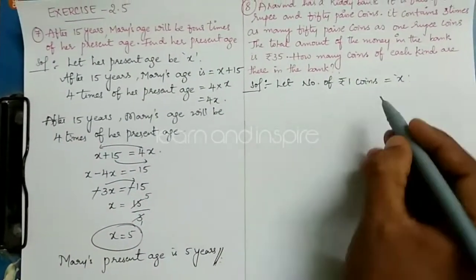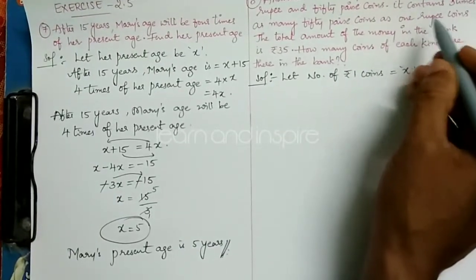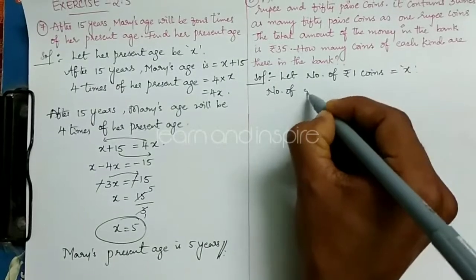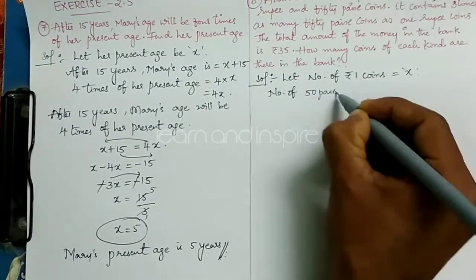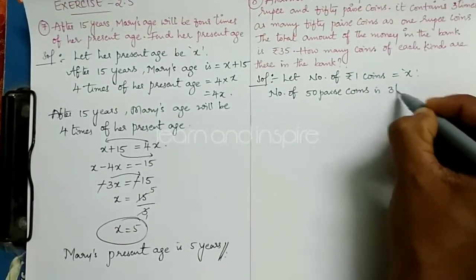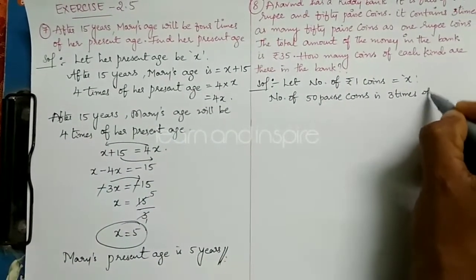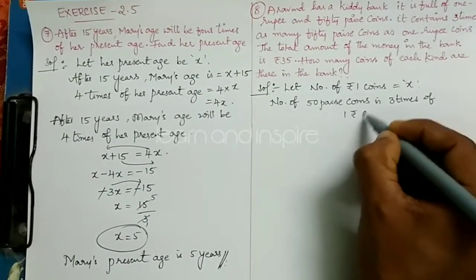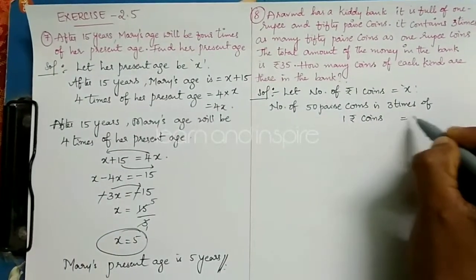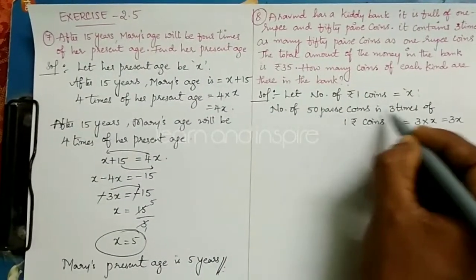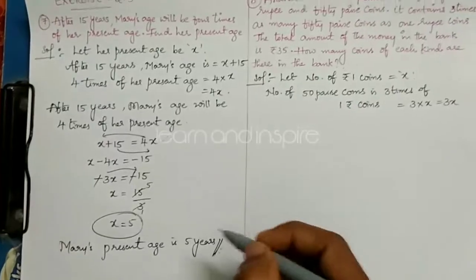Now we write about 50 paisa coins. The number of 50 paisa coins is 3 times the 1 rupee coins, which equals 3 into x, that is 3x. So 50 paisa coins are 3 times the 1 rupee coins, which is 3x.